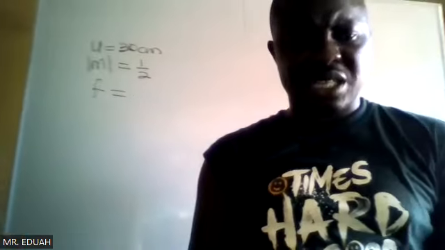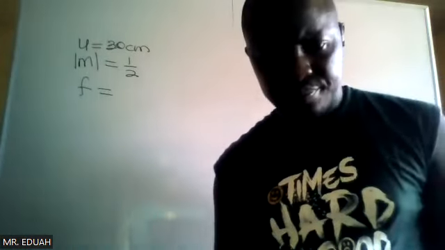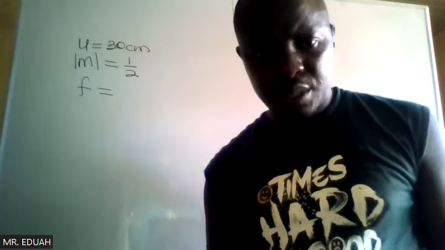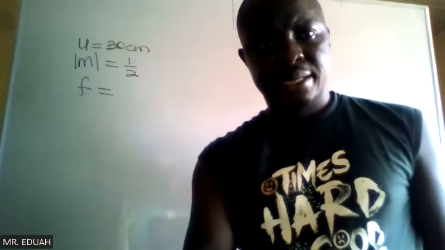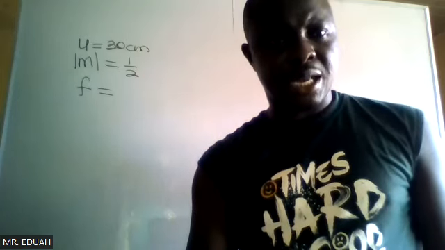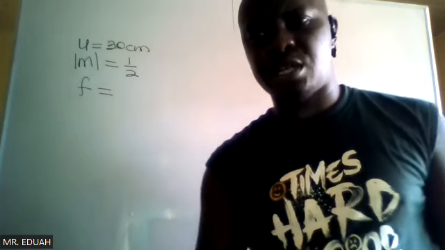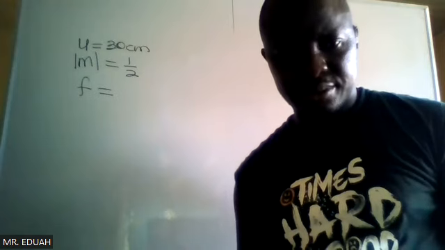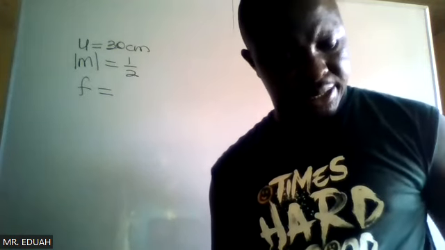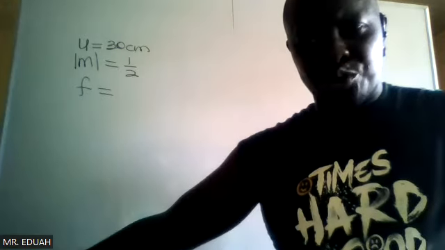Class, what kind of mirror is being talked about here? Any feedback? Bushra, Ajua, you are here. What kind of mirror is being talked about here? Concave mirror. Why concave, but not convex? They said the image is inverted, and in a convex mirror, the image is always upright. Thank you. Fantastic.